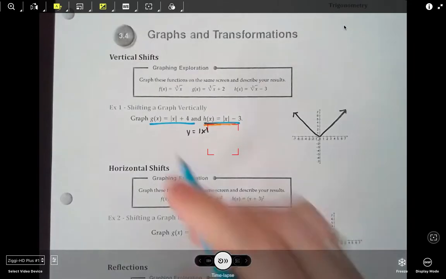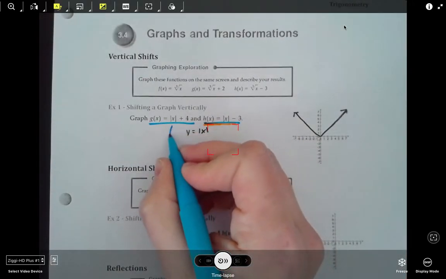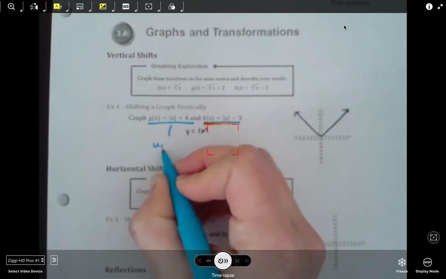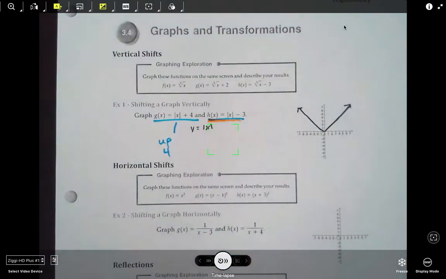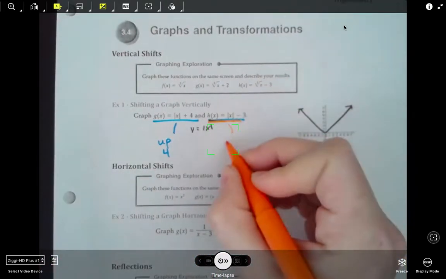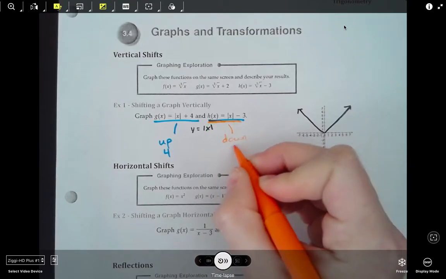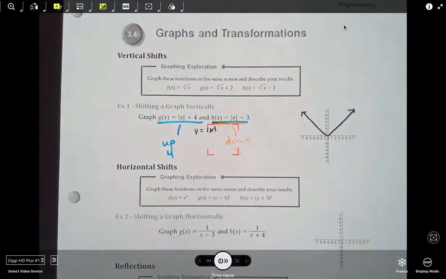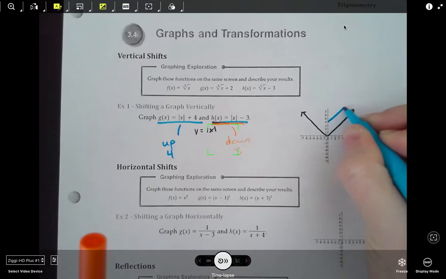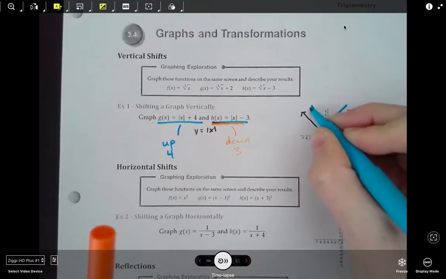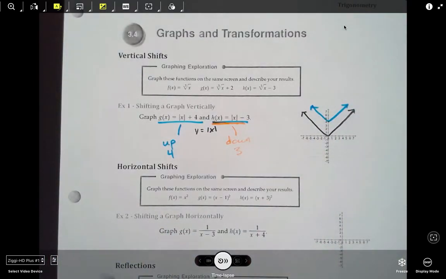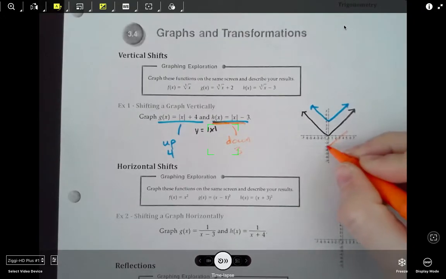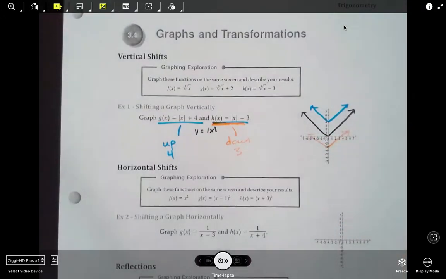Okay. So what does the plus 4 do? Up 4. And what's the minus 3 do? Down 3. Okay, so up 4, like this. That's what he will look like. Down 3, like this. That's what he will look like. Almost too easy, right? Your new orange.